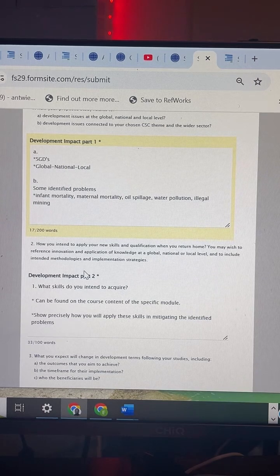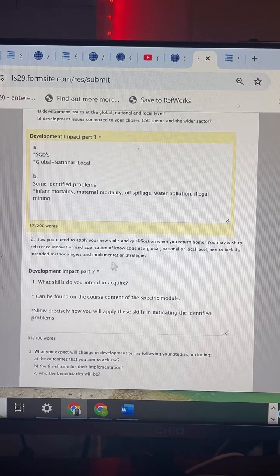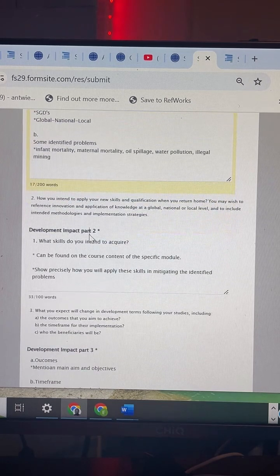You may wish to reference innovation, application of knowledge at global, national, to include intended methodologies or implementation strategies. So development impact 2. And don't forget that this essay is only 200 words. The development impact 1 is only 200 words. Always stay within the word count. Anything beyond that, I think you will not even be allowed to write beyond that. So try to always stay within the word count.